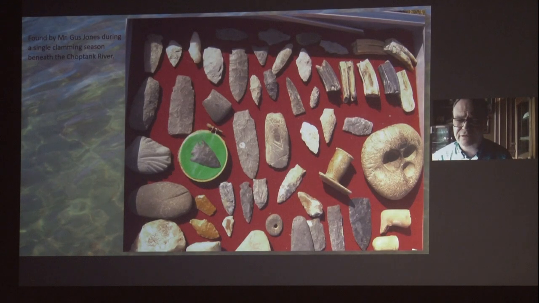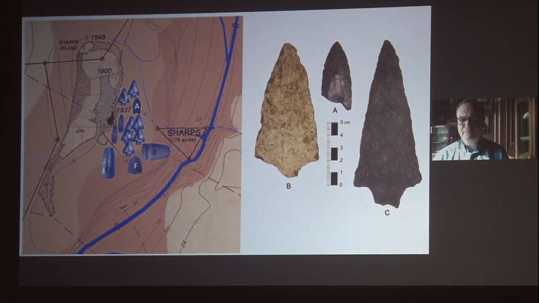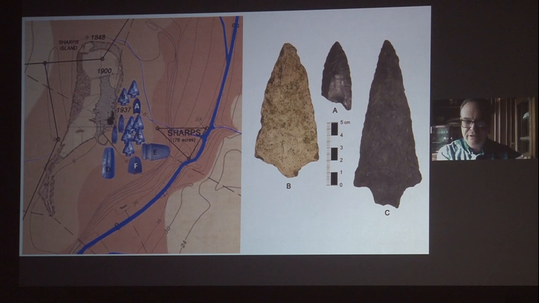This is an example of material found by Mr. Gus Jones during the single season in the Chop Tank River. But let's go back to Sharp's Island. Sharp's Island, we know existed. So in 1978, clammers hit that island and they began to excavate the bottom. And they found some of these artifacts.